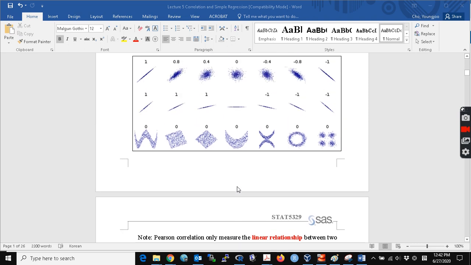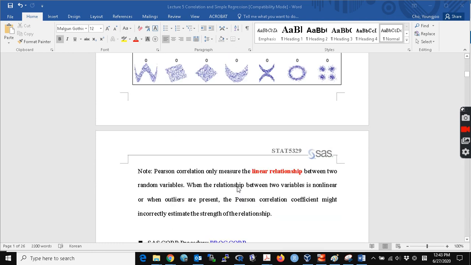So if you have variables, and you estimate the Pearson correlation coefficient and it's 0, or by hypothesis testing it's not significantly different from 0, and you say, oh, there's no relationship, then that's wrong. It's incorrect, because they may have a nonlinear relationship. So just by looking at the Pearson correlation coefficient, if you say they have no relationship, that's not a correct statement.